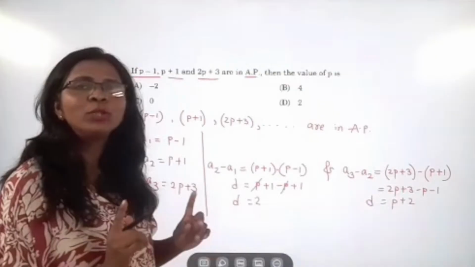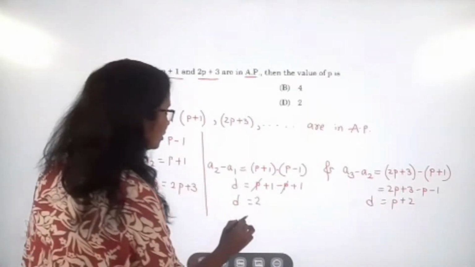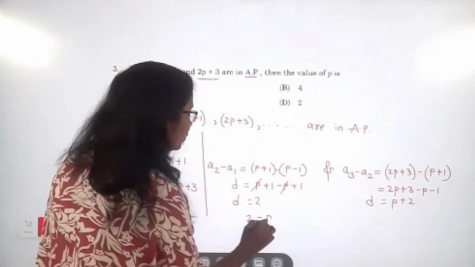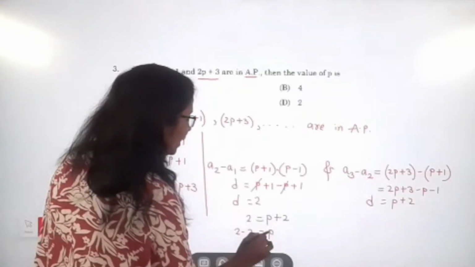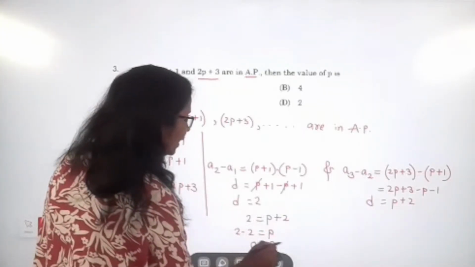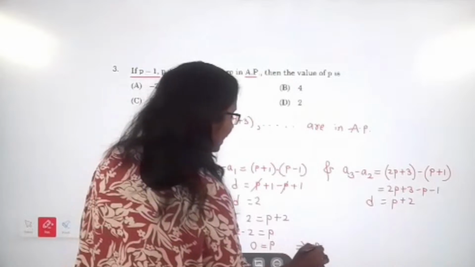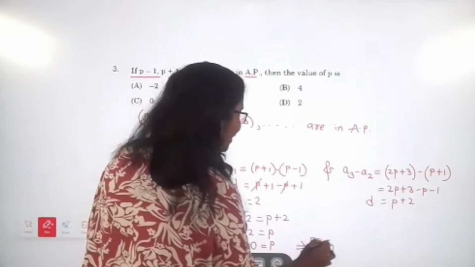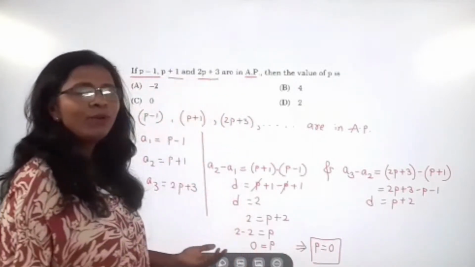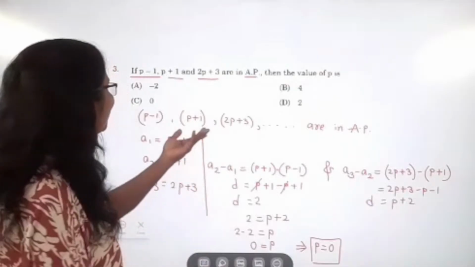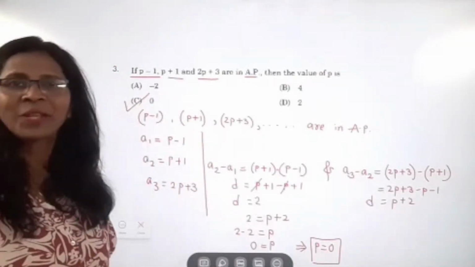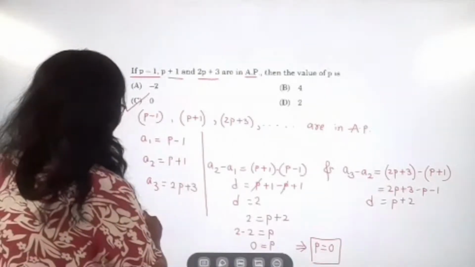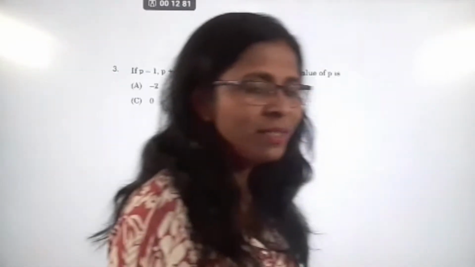So equating both sides, 2 is equal to p plus 2. So 2 minus 2, which is equal to p. So 0 is equal to p, and it means that p is equal to 0. And here, students, yes, we get the value of p. So that means the correct option is C, 0. Okay? C.